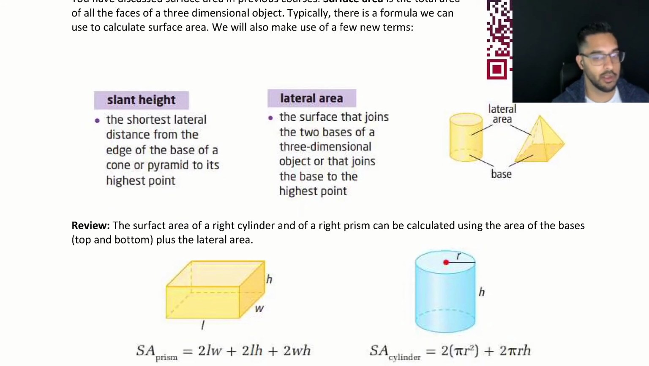A couple terms we need to know first: the slant height versus the actual height. The slanted height of an object is literally the height of that slanted piece of it. There's a long worded definition there which you can take a look at. Lateral area is going to be that wraparound kind of area. On a cylinder, it's easy to think about a soup can and its label. That label would be the lateral area. Lateral area for a pyramid is essentially all of the faces that encompass that object, right? So it's not the base.